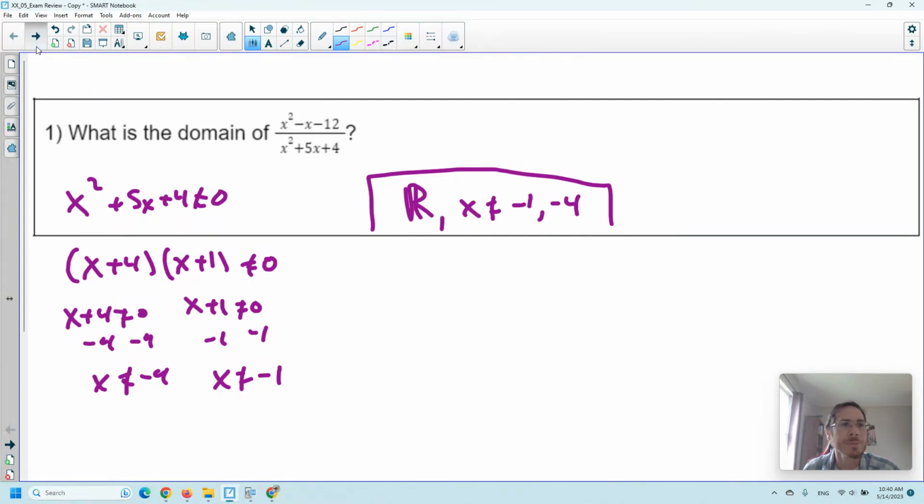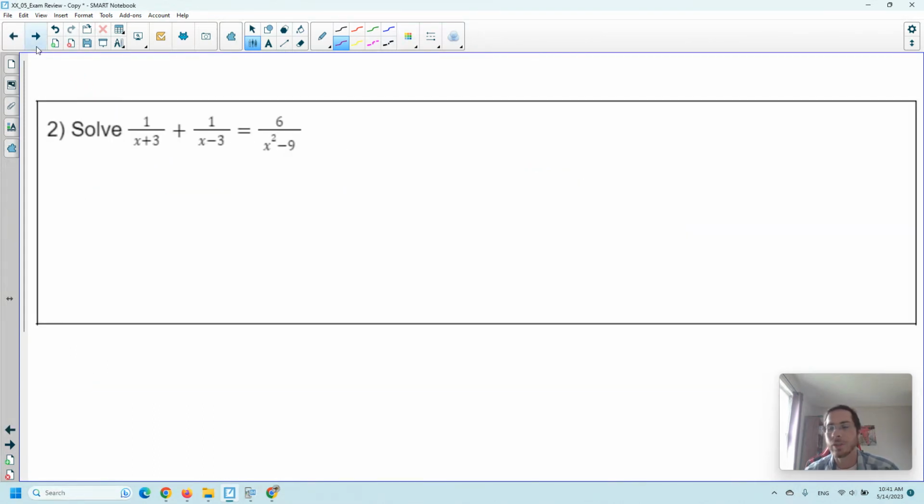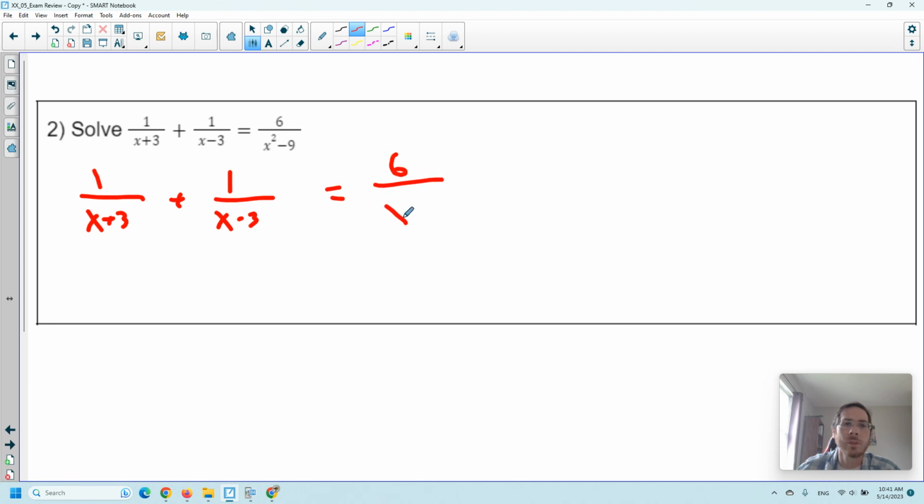That's number one. For number two, we need to solve this equation. So to do so, I'm actually going to factor out this side. So I get 1 over x plus 3 plus 1 over x minus 3 equals 6 over x minus 3, x plus 3. Because again, this is a special factor. This is a squared minus b squared, so it becomes a minus b, a plus b. And now we just play what's missing.